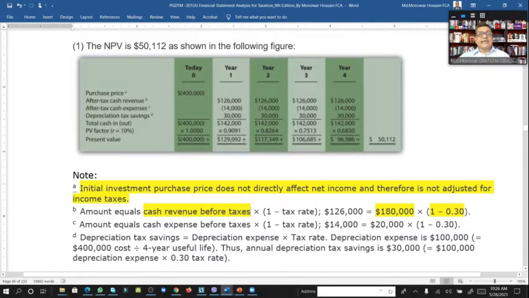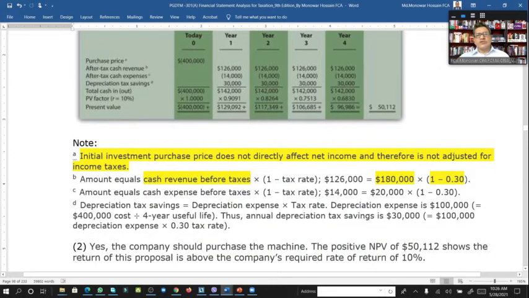And after tax cash expense is calculated the same way. Here the cash expense per year is 20,000. If we adjust with the tax, it comes to 14,000. How? 20,000 multiplied by 1 minus the tax rate of 30%. So it comes to 14,000. This 14,000 is the same for years 1, 2, 3, 4 because the life of the project is 4 years. Now depreciation. We have to calculate depreciation.